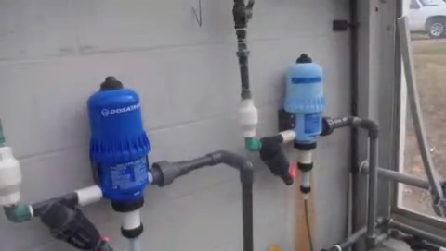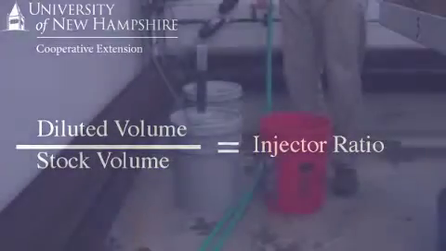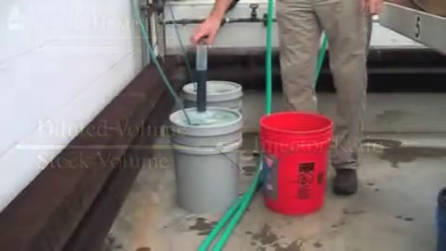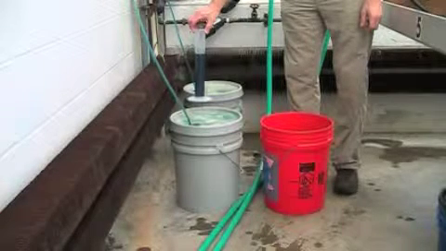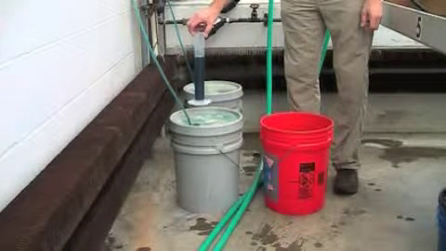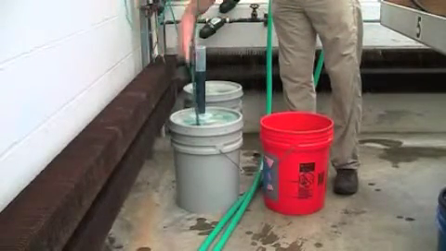Our second method is the flow method. At the core of the flow method is this equation: diluted volume divided by stock volume. We start with filling a graduated cylinder to a known volume with the concentrated stock solution. In this case, the cylinder is filled with 200 milliliters. Then we place the lead from the injector into the graduated cylinder.